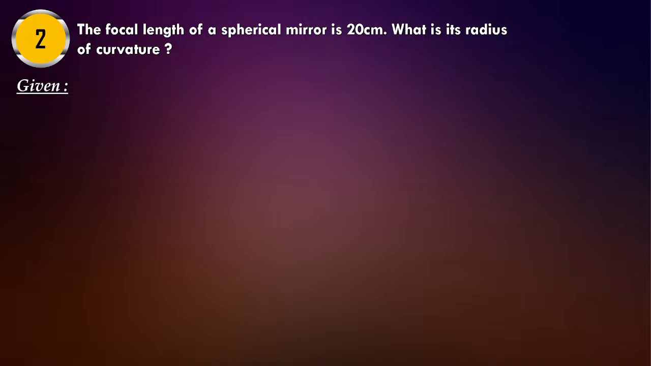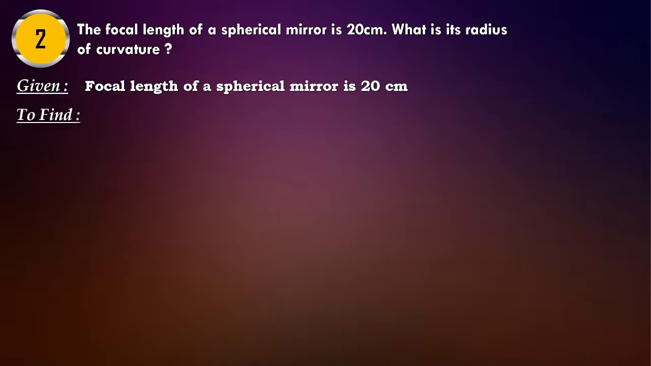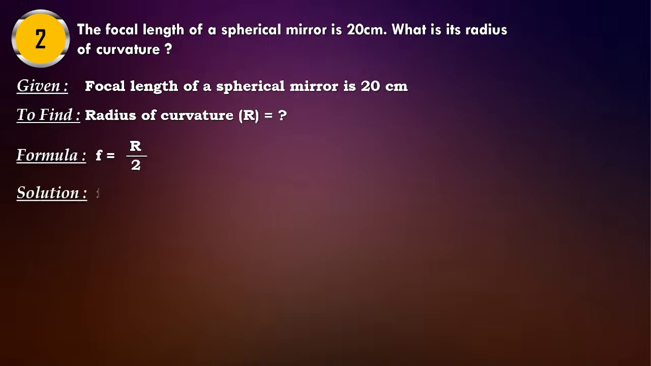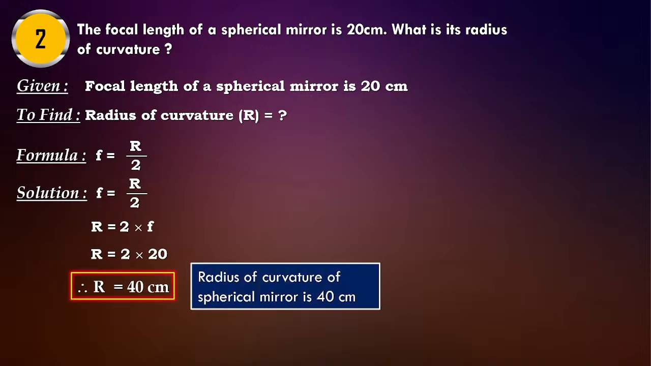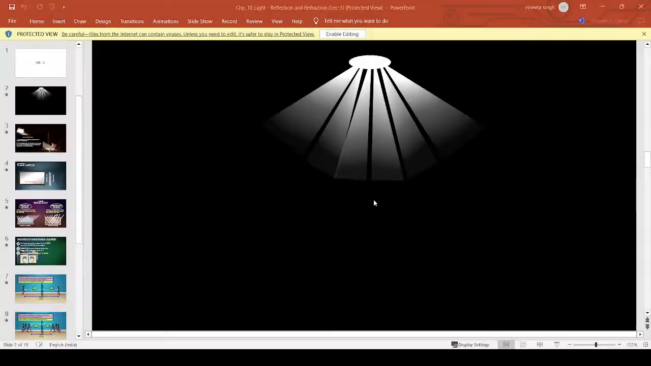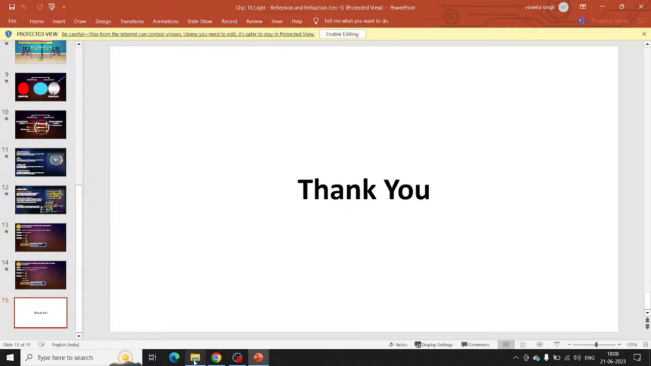The focal length of a spherical mirror is 20 centimeter. What is its radius of curvature? 40. Focal length is 20, so the radius of curvature is twice that. So 2 into F, 2 into 20 is 40 centimeter. Done? Easy? Next.